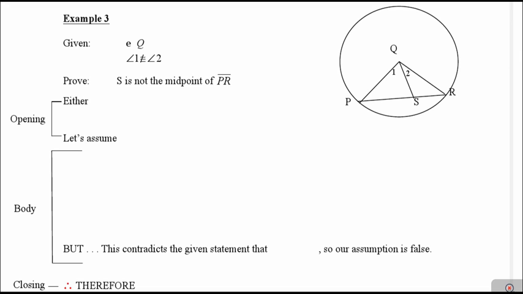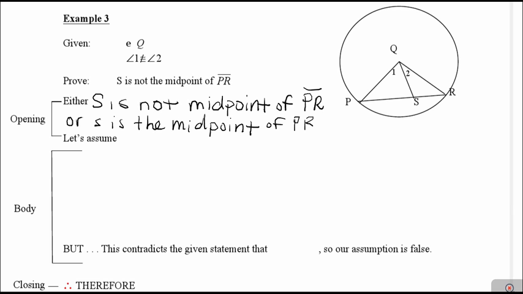Okay, in this last example, example 3, we're given circle Q and angle 1 is not congruent to angle 2, and we're trying to prove that S is not the midpoint of PR. So let's set this up the same way we set up the other two proofs. So either S is not the midpoint of PR or S is the midpoint of PR. Let's assume the opposite of what we're trying to prove. So let's assume that S is the midpoint of PR.